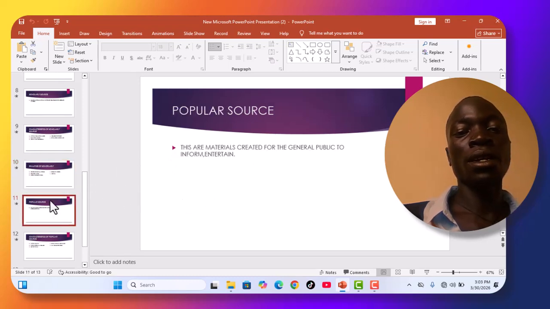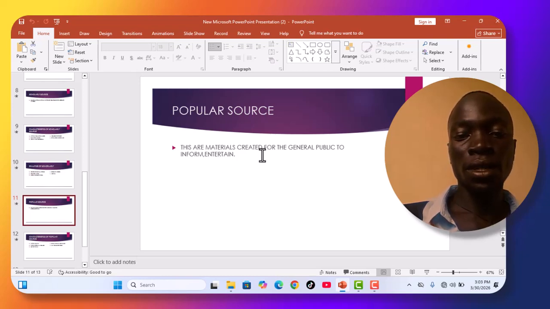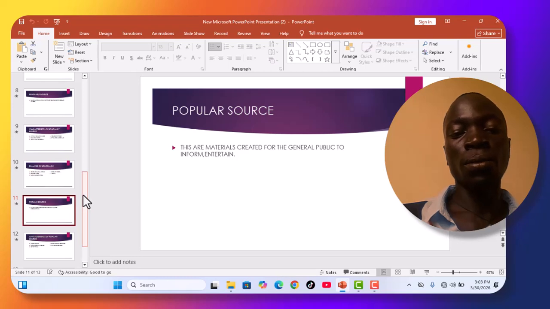So we have another source of information. We have the popular source. These are materials created for the general public to inform and entertain. I repeat, these are materials created for the general public to inform and entertain. Yes, this helps to inform the public or the community about something that is going on. Or you can make an entertaining book or something entertaining to the community that will be providing information to the people, maybe through singing or through a kind of speech or poem you can produce.